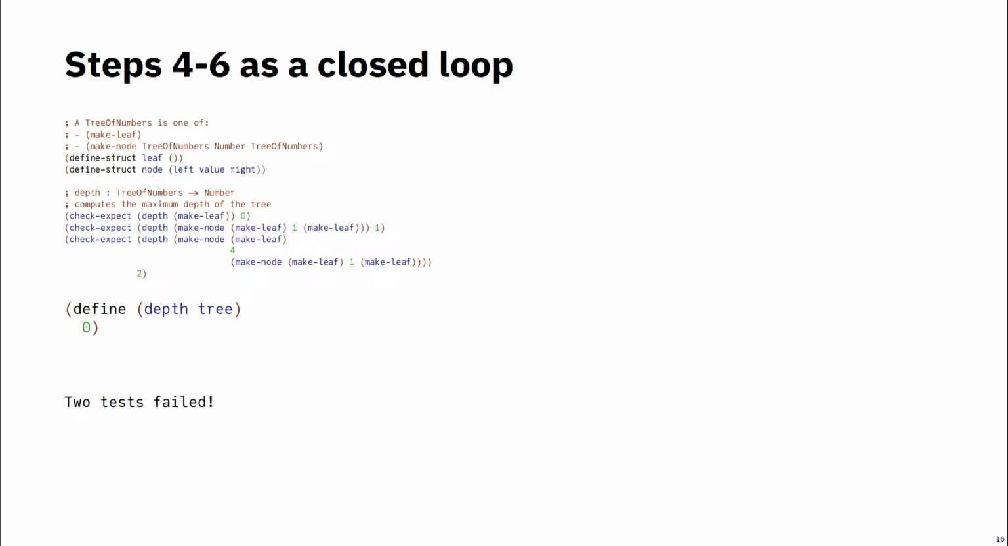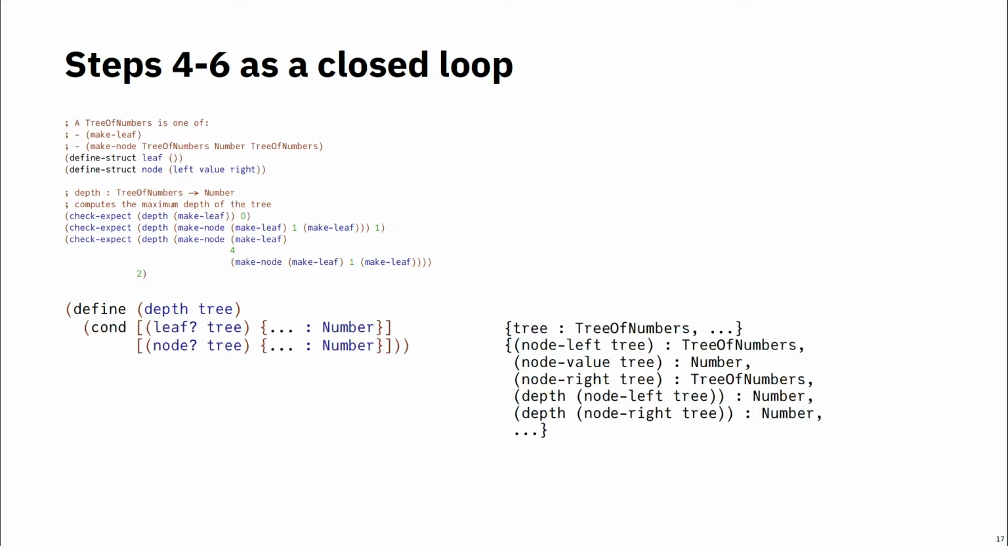We can try doing a bunch of other things. We could try plugging in a function and then trying to synthesize its arguments. But the most interesting pass is the one where we try to synthesize the template. Here, we dispatch on what kind of thing it is, so we generate the template from our data definition, and we say, oh, it's either a leaf or a node because this is an enumeration.